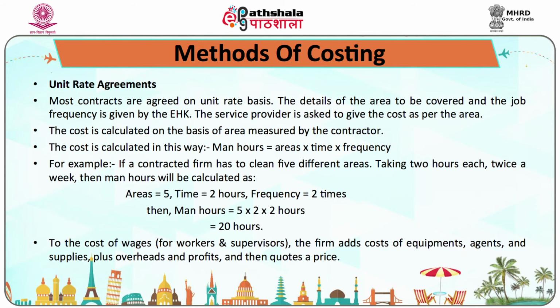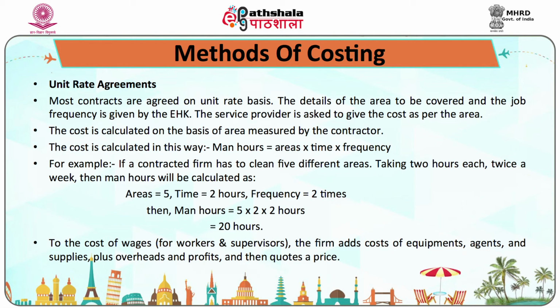The details of the area to be covered and the job frequency is given by the executive housekeeper. The service provider is asked to give the cost as per the area. The cost is calculated on the basis of area measured by the contractor. The cost is calculated in this way: man hours is equal to areas multiplied by time and multiplied by frequencies.